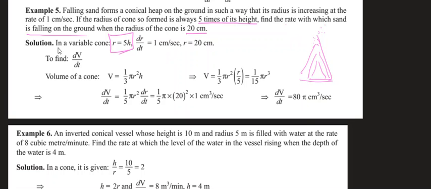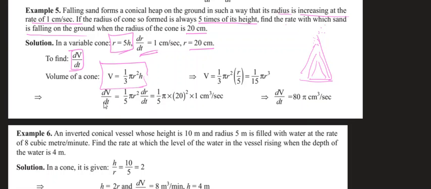Now in a variable cone, r is given as 5 times, so r is equal to 5h. So dr by dt is equal to 1 centimeter per unit time, because it is given that the radius is increasing at the rate of 1 centimeter. So dr by dt is given, and r is also 20 centimeters. So you can find dV by dt, the volume change. So volume is equal to 1 by 3 pi r squared h.